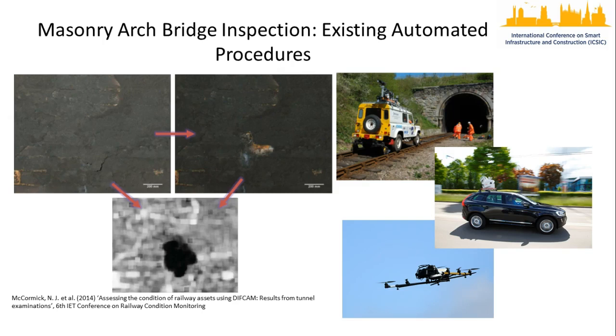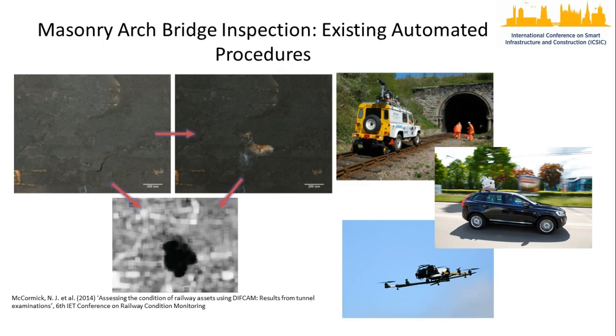So one project which has looked to address this is this project called Defect, which stands for Digital Image for Condition Asset Monitoring. That was a project conducted by Network Rail in collaboration with some other partners, and the basic premise of that is detailed on the left of this slide. It's looking to detect changes between two readings of a structure over time.